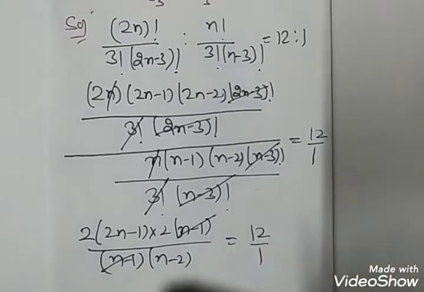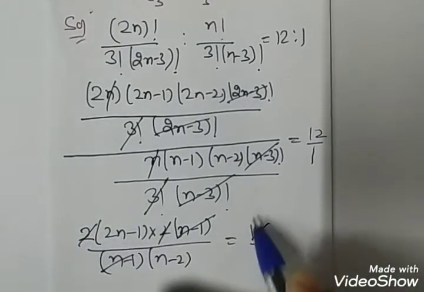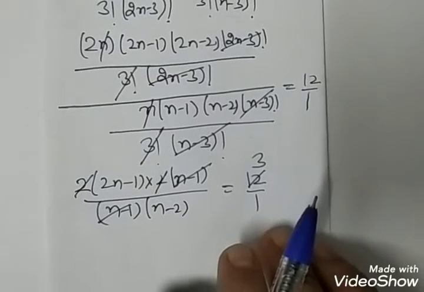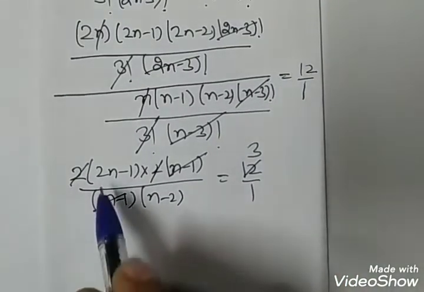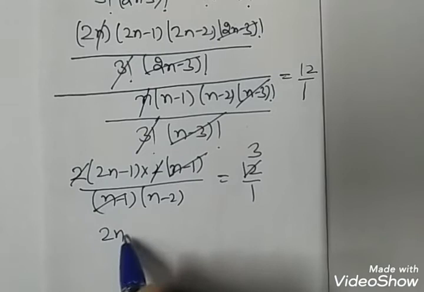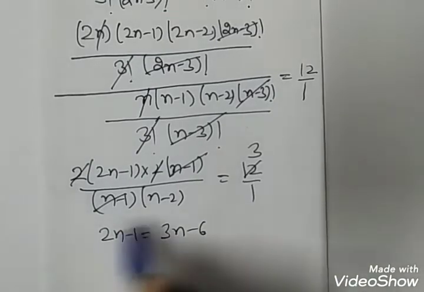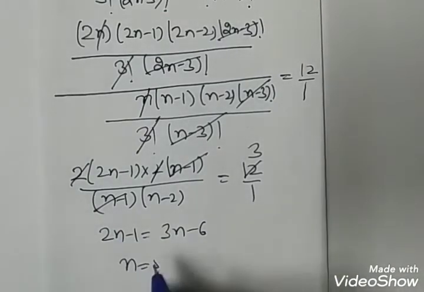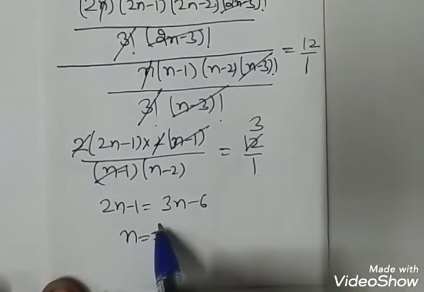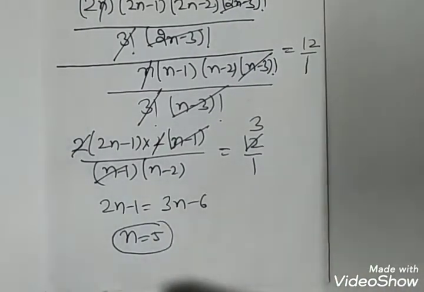See, n minus 1 will again cancel. 2 to the 4, 4 3s are 12. So we are getting 2n minus 1 is equal to 3n minus 6. Take n on one side, n equal to 5. This is our required answer. You are very much able to solve the second part easily. It is the same thing: 2nC3 ratio nC3 equal to 11:1. You can easily calculate this question also.